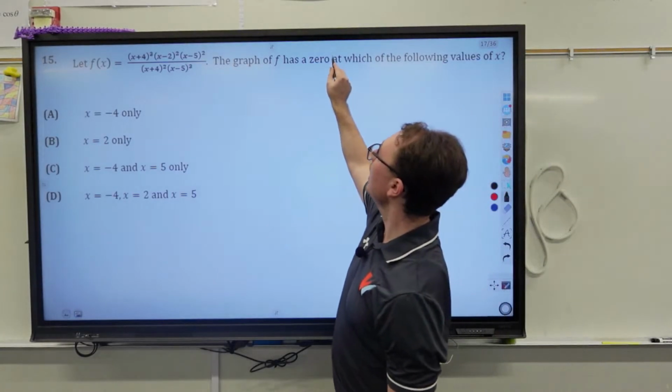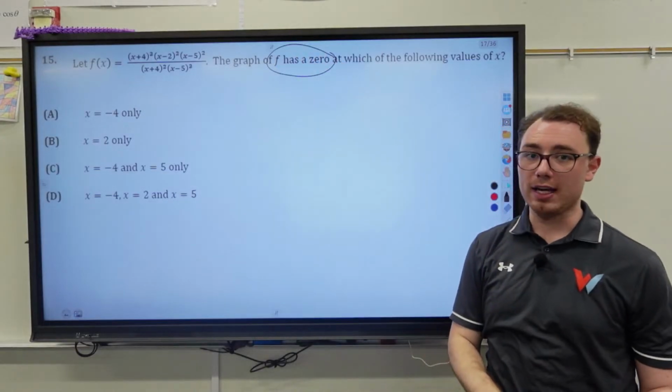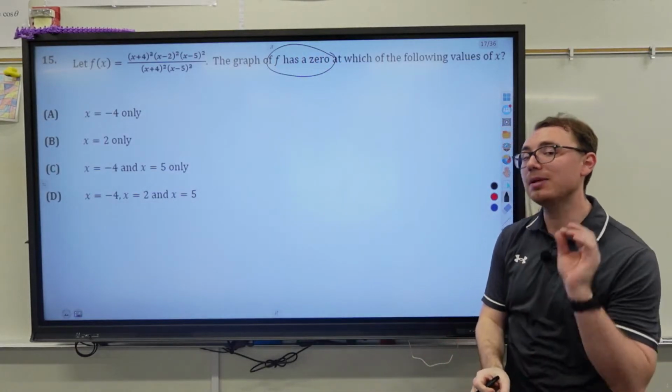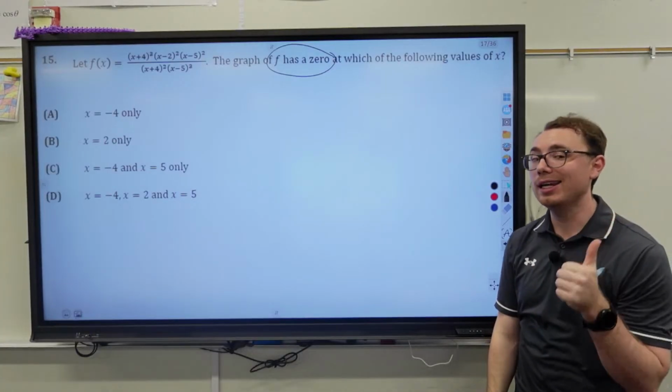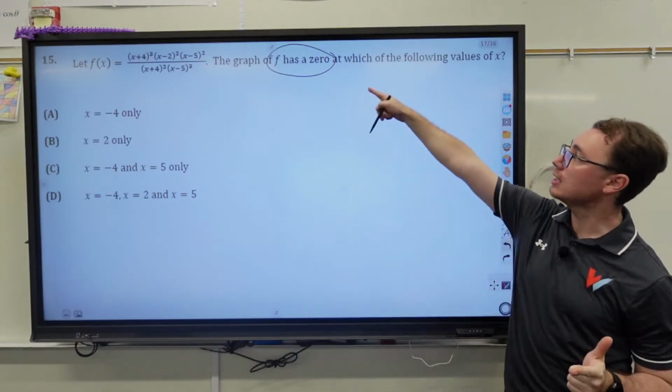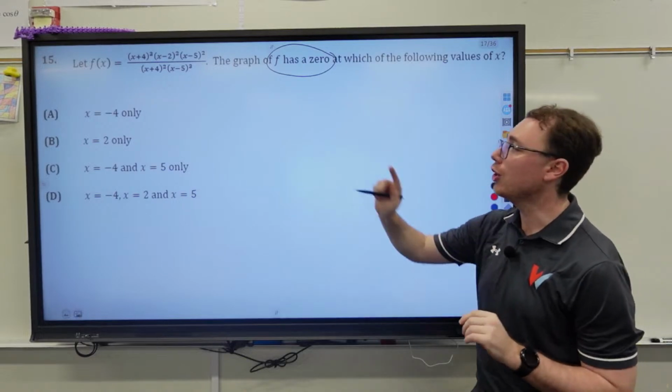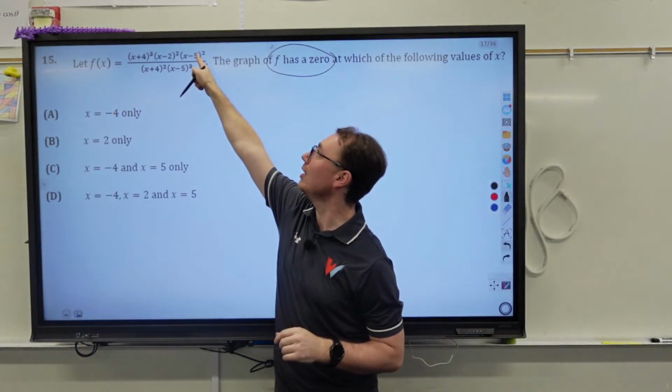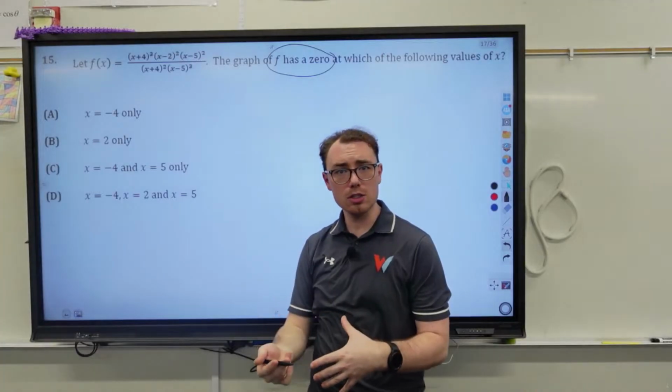Now when we're trying to find a 0 for f of x here, it cannot be a vertical asymptote and it cannot be a hole. A 0 for this graph is where the numerator has a unique 0. So I'm going to rewrite this graph pretty quick.